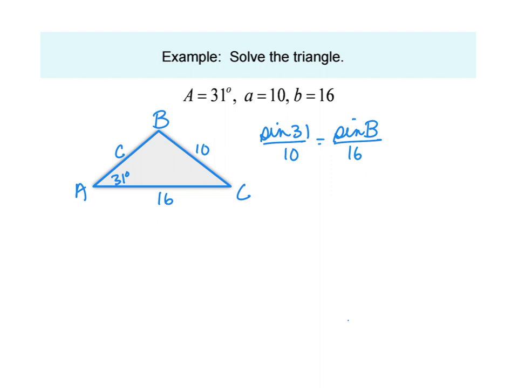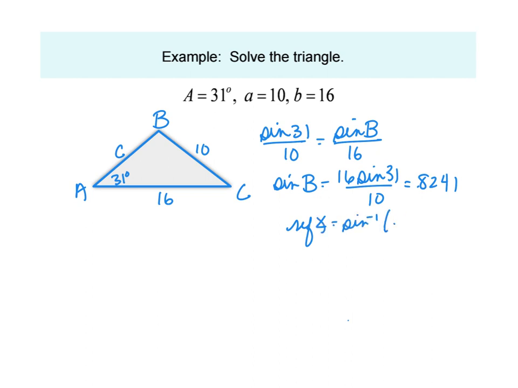So now I have to solve for sine of B by multiplying both sides by 16. And plugging that into my calculator, making sure my calculator is in degree mode, I find that that is equal to 0.8241. Now I'm going to find the reference angle. My reference angle is equal to inverse sine of what I just found. And that gives me 55.5 degrees.